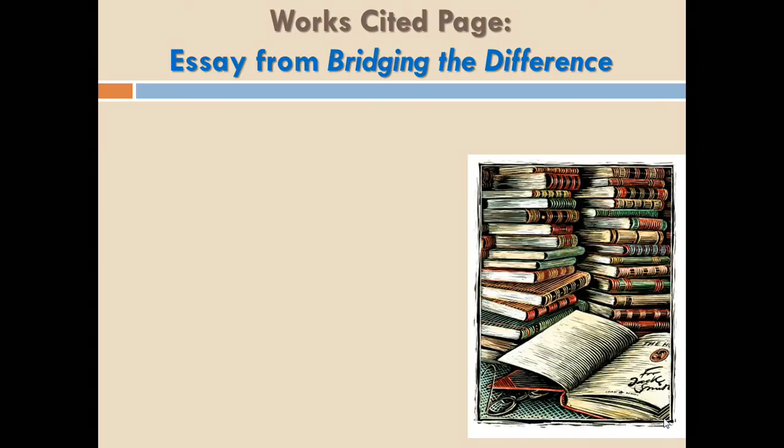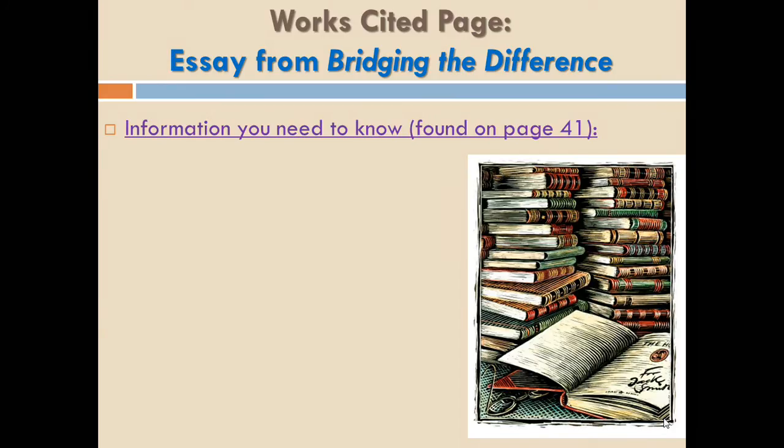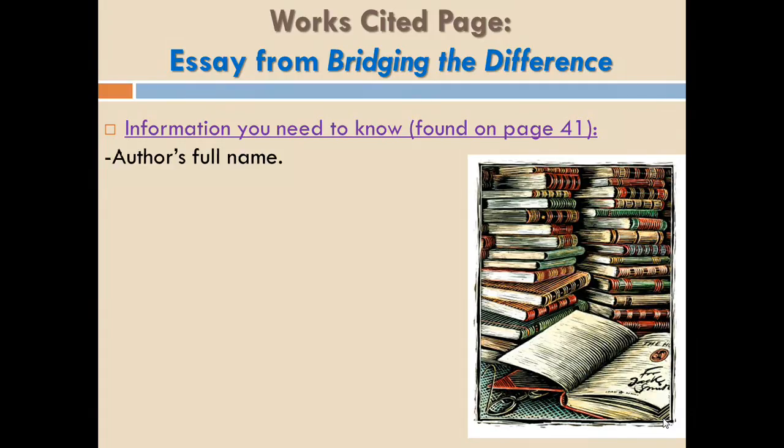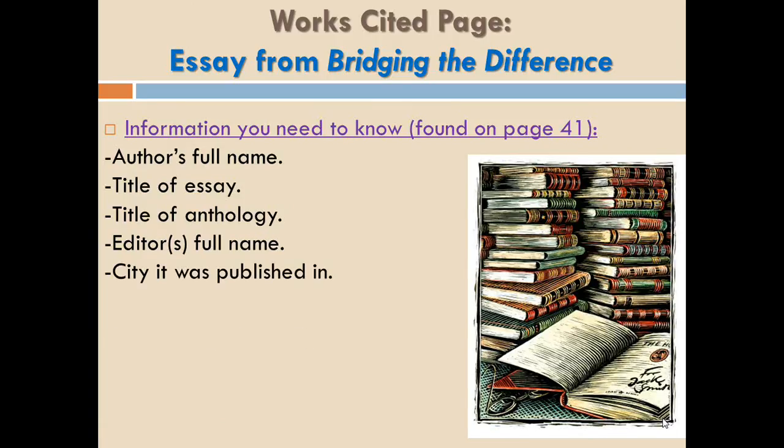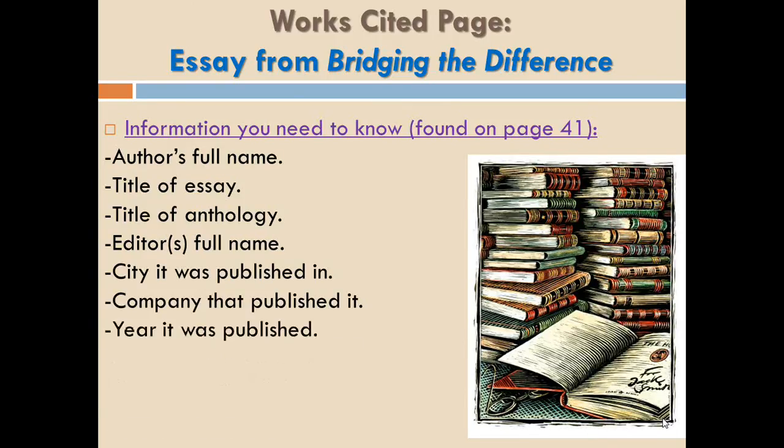So if you wanted to do an essay from Bridging the Difference, here's what you need to know, and you can find this on page 41. So this is going to be a work from an anthology. You need to know the author's name, the title of the essay, the title of the anthology, the editors' names, the city that the book was published in, the company that published it, the year it was published, the page numbers that the essay appears on in the book, and the publication medium.